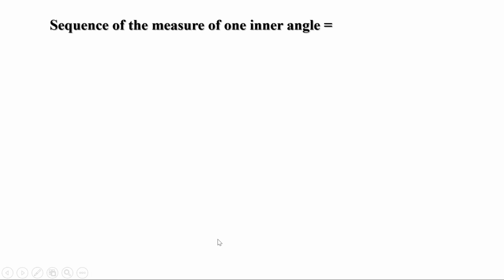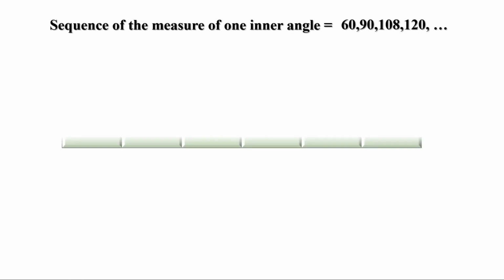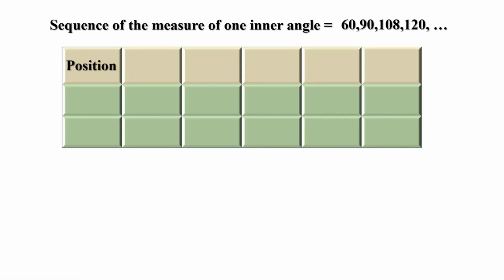Now let us find the sequence of the measure of one inner angle. One inner angle of an equilateral triangle is 60, that of a square is 90, that of a regular pentagon is 108, and so on. So the sequence is 60, 90, 108, 120, etc. Now let us write the positions and terms. First term is 60, second term is 90, third term is 108, fourth term is 120, and so on.